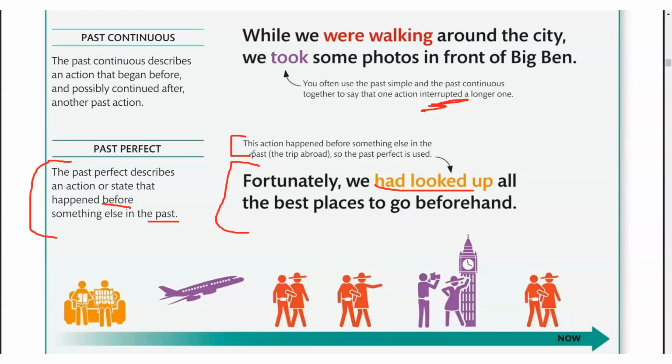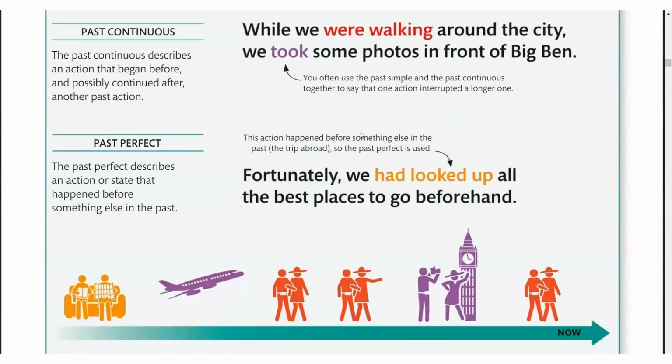So this action happened before something else in the past, which is the trip abroad. So the past perfect is used. Before one thing happened, another thing happened. So it's not one thing interrupting another thing. One thing happened before. We know we are in the past perfect tense when we use had. So as soon as you see had, and then we have the past form of the verb, we know we're in the past perfect tense. So we will get some practice with this. So let's move forward.